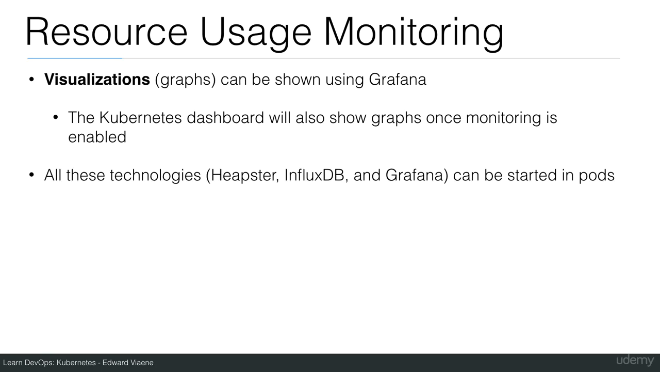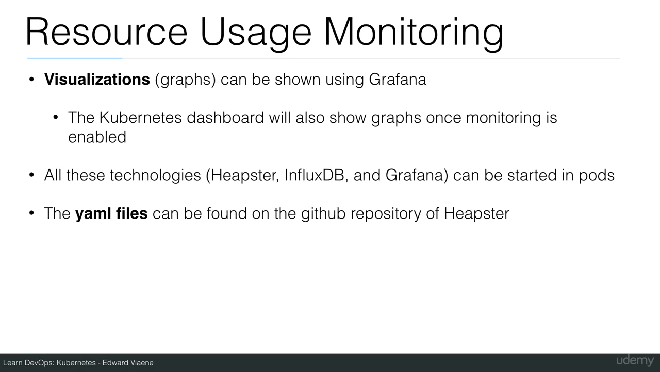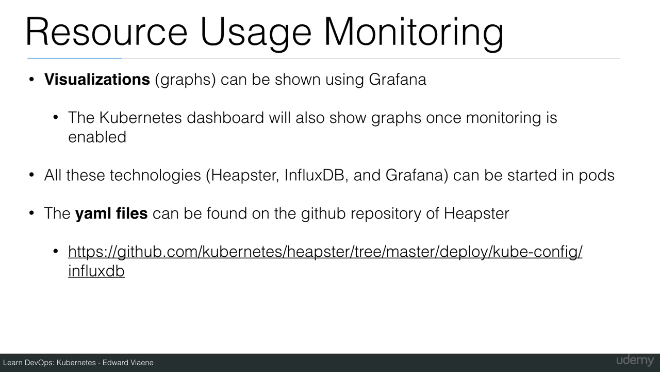All these technologies, Heapster, InfluxDB, and Grafana, can be started in pods. The YAML files can be found on the GitHub repository of Heapster. This is the URL that I'm going to use in the demo as well. It's still the Kubernetes github.com account, but then there's another repo called Heapster. You're typically going to use the master branch because that is the most up-to-date branch.